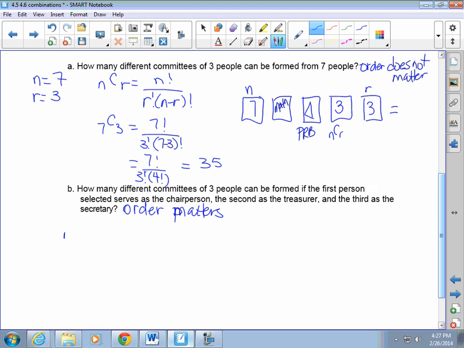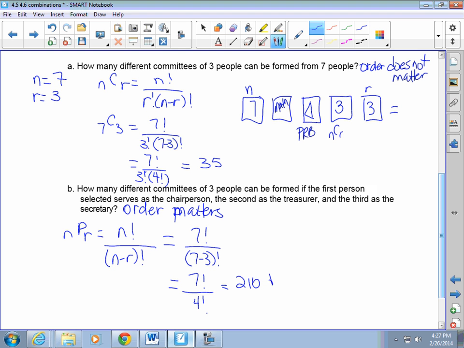So that means we're going to use NPR. So that's N factorial over N minus R factorial. So in this case, it's going to equal 7 factorial over 7 minus 3 factorial, which is 7 factorial over 4 factorial, which is 210 different committees.